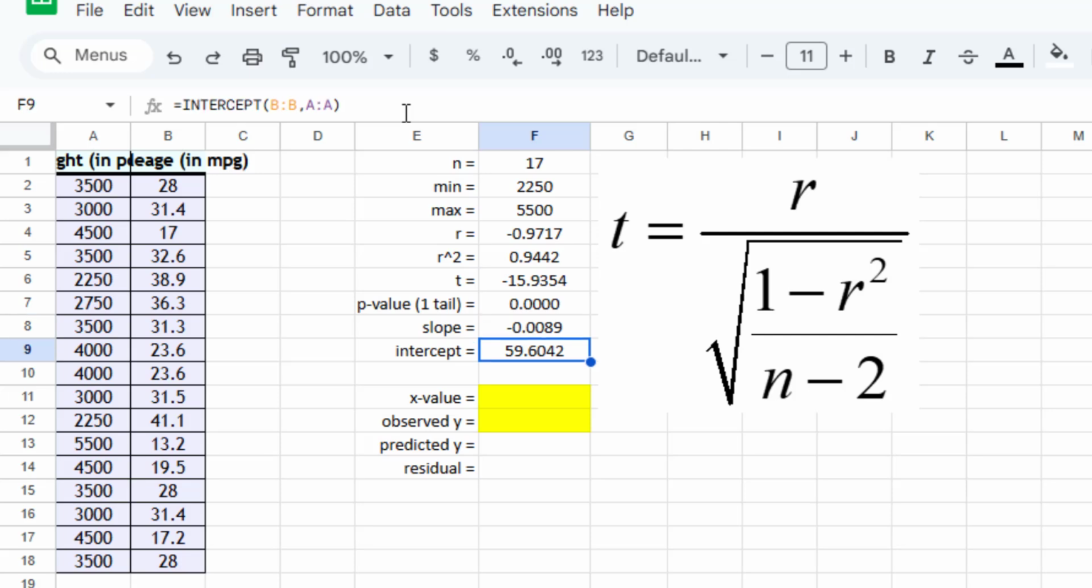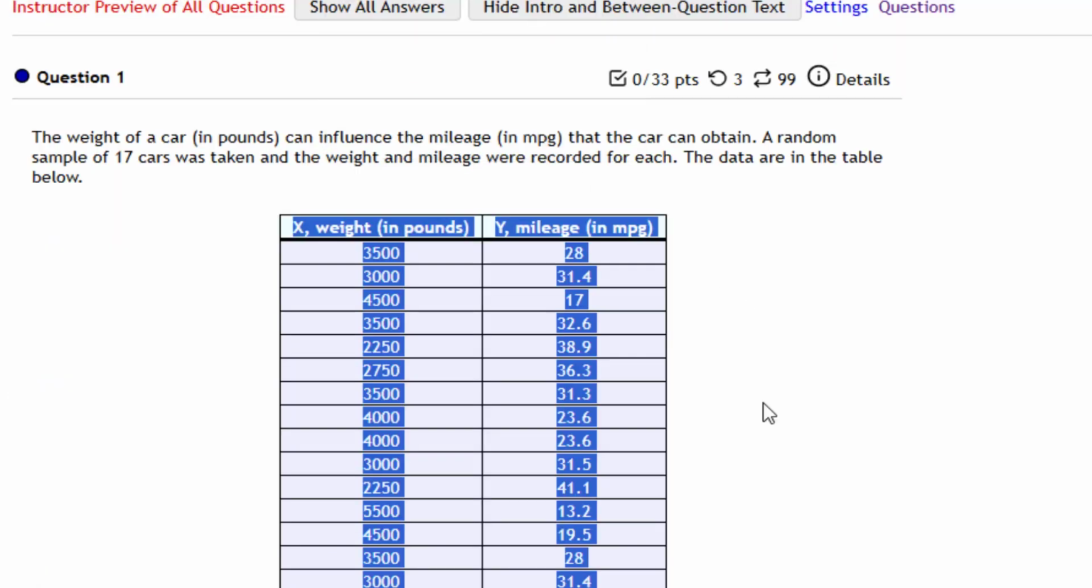And then the same thing for the intercept. It's the intercept function, and again, the b column first, and then the a column. So that's my m and my b, right? Slope and intercept for my equation, if I wanted to write out the equation of this straight line. And then this down here I have set up for doing some work that we're going to do further on in this question. So let's go back to the question and answer some bits and pieces.